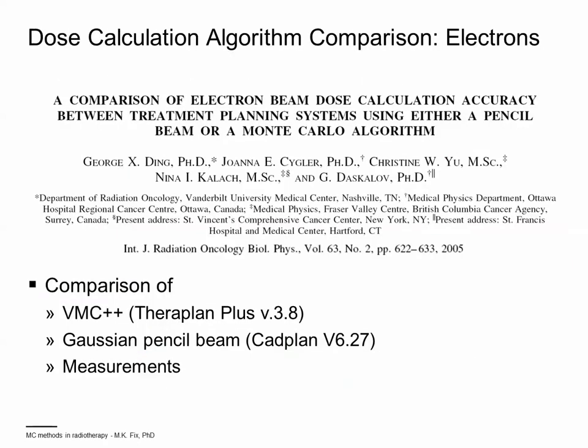Now I will go quickly through 3 published papers, each dealing with dose comparisons for different particle types. The first is comparing electron beam using VMC++ Monte Carlo calculations, Gaussian pencil beam, and measurements. In general, pencil beam algorithms are less suitable for electrons due to the in-air scatter. That means ray tracing is difficult and the inverse square law is not working that well. Thus, nowadays almost all commercial treatment planning systems offer a Monte Carlo-based electron dose calculation algorithm.